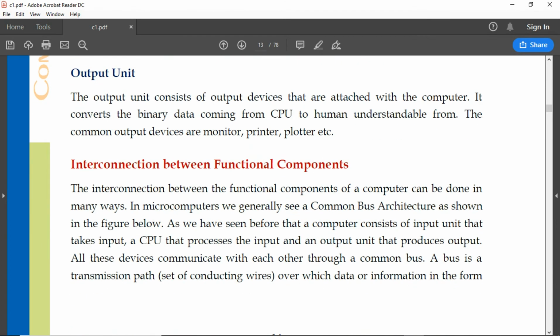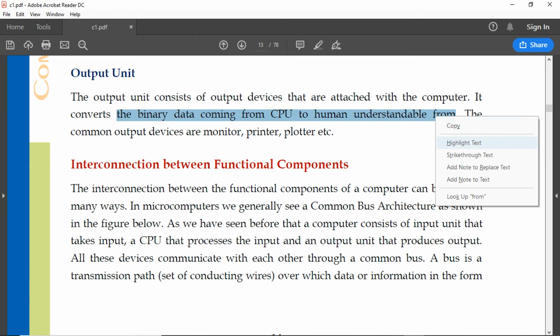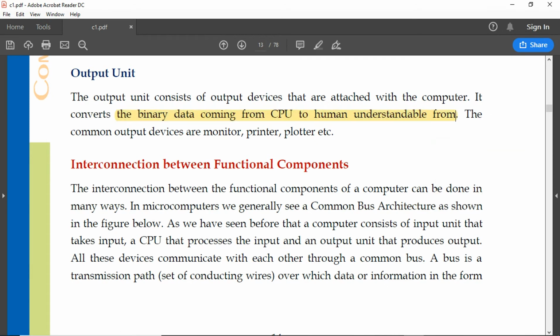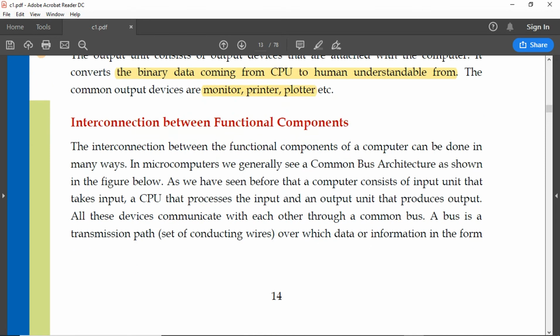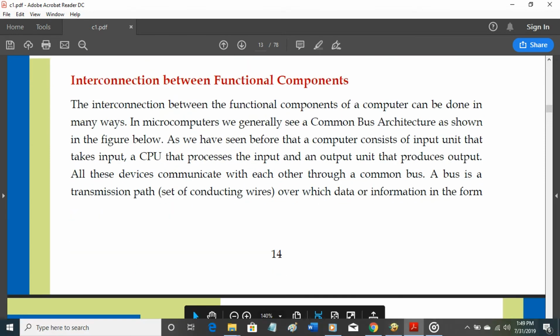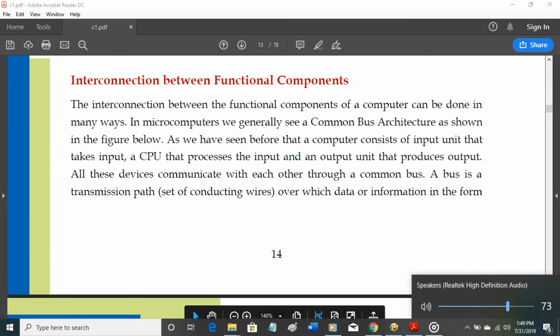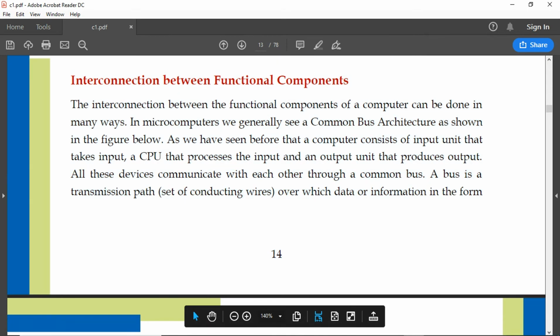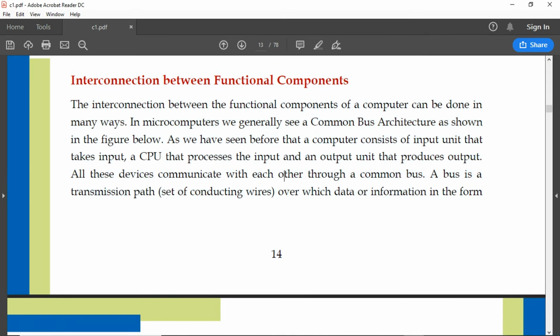Output unit. The output unit consists of output devices that are attached with the computer. It converts the binary data coming from CPU to human understandable form. The common output devices are monitor, printer, plotter, etc. Interconnection between functional components. The interconnection between the functional components of a computer can be done in many ways. In microcomputers we generally see a common bus architecture as shown in the figure below.